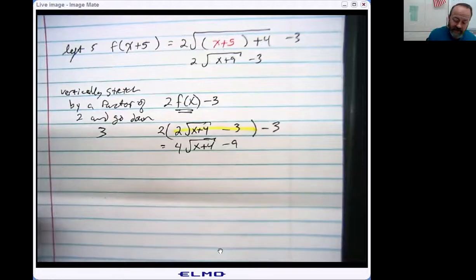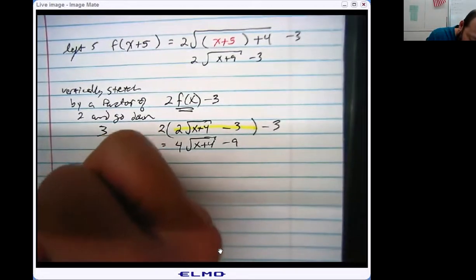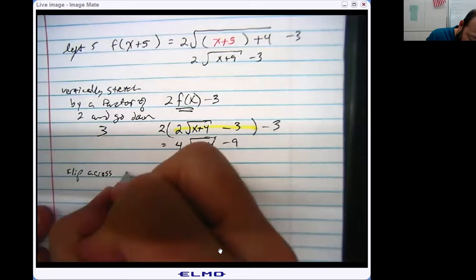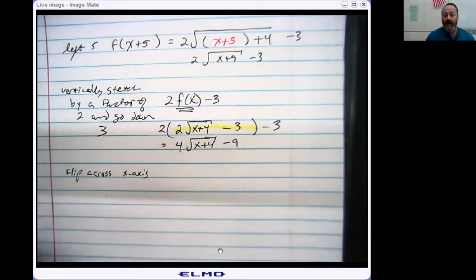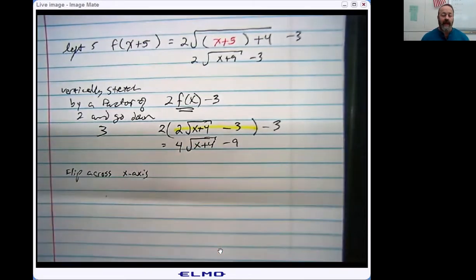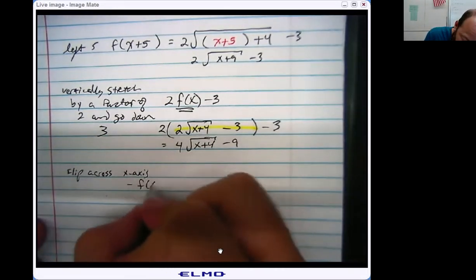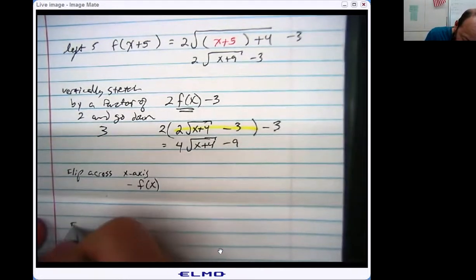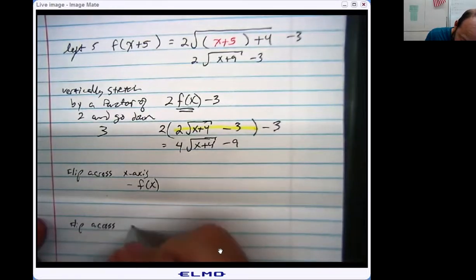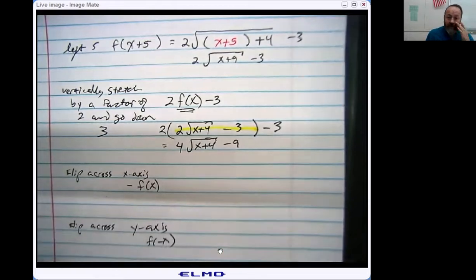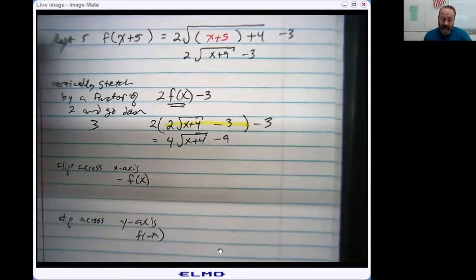Now, the last one that I was going to show you is what if we did something very, very simple, which is to flip or reflect across the x-axis, and then let's look at the y-axis. So anytime you choose to flip something across the x-axis, that would be the opposite of f of x. If we're going to flip across the y-axis, that's f of -x.